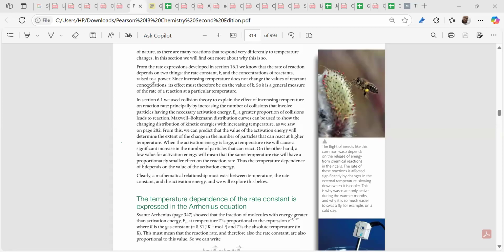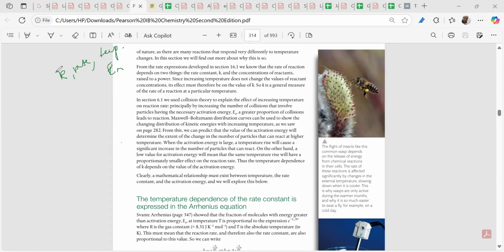This is the part of the Arrhenius equation. Now, for the Arrhenius equation, can we find out the relationship between the rate constant, the rate, the temperature, and the activation energy? Can we find out the relationship? So how do we do it?